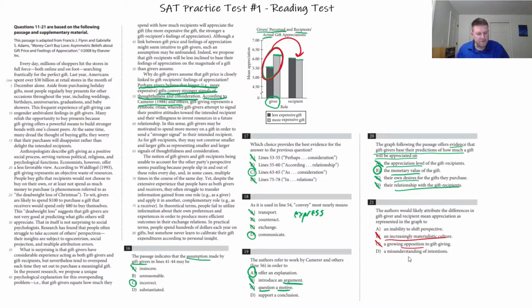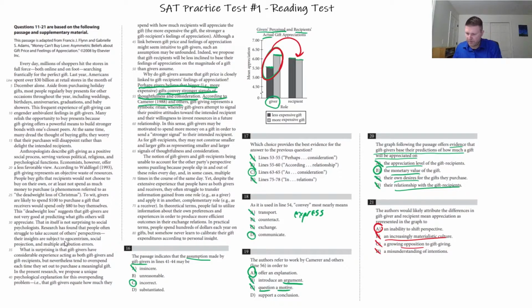And then D, a misunderstanding of intentions. This one gets a lot of attention. A lot of kids answer this one, but if you translate it into your own words, this would basically mean the difference in appreciation levels is because people don't really understand the gift giver's intentions. No, that's not really what this is about. So it is A, but let's point out why it's A, okay?